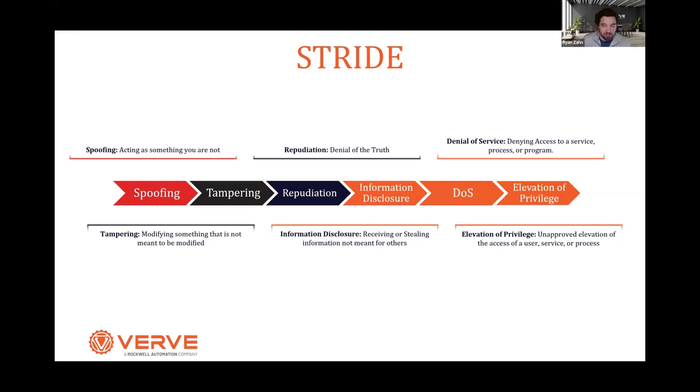And then last but not least, elevation of privilege. So essentially giving users the ability to access, or gaining access, where they shouldn't be, right? So based on access, authentication, and least privilege, those types of things.